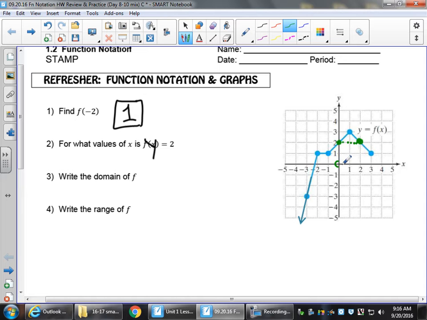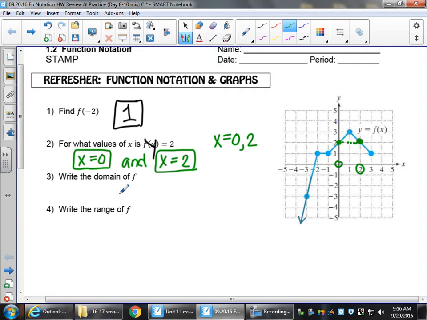X equals 0 and x equals 2. Sure, you could write x equals 0, comma 2. That's fine too. Jeffrey, what do you have for domain? Good. Range? Nice job. It's a coincidence they happen to be the same here. This is our domain and range.